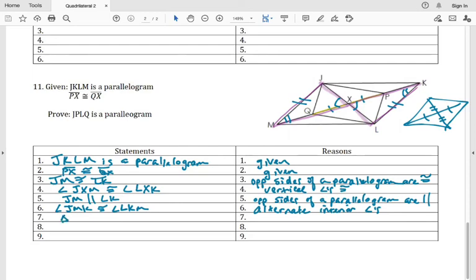I can say triangle JMK is congruent. Actually, I'm sorry, I said that wrong. JMX is congruent to triangle LKX. And that's using angle, side. Let's see, you've got this angle here is congruent to this angle here. You've got this angle is congruent to this angle, and then you've got this side's congruent to this side. So that would be angle, side.